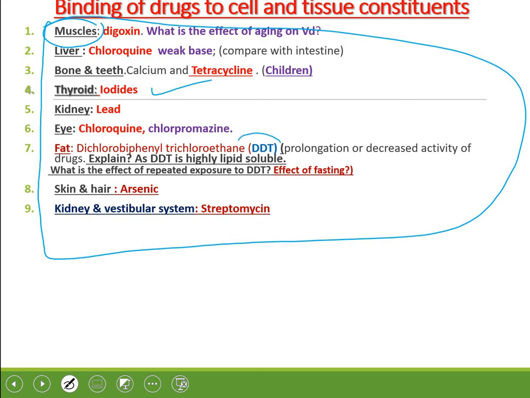In the case of DDT, which is dichlorodiphenyltrichloroethane, a much more lipid soluble drug, it goes and attaches and redistributes in the fat tissue. And similarly, arsenic poisoning in the case of skin and hair. So these points are very important, especially in toxicology and toxicological manifestation, even detoxification mechanisms as well.